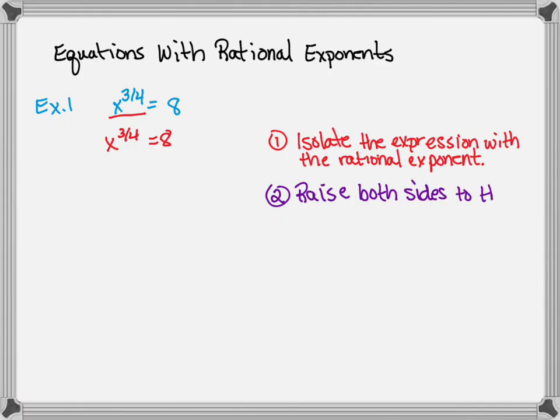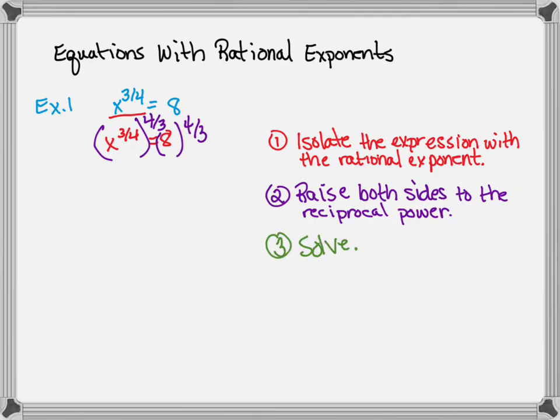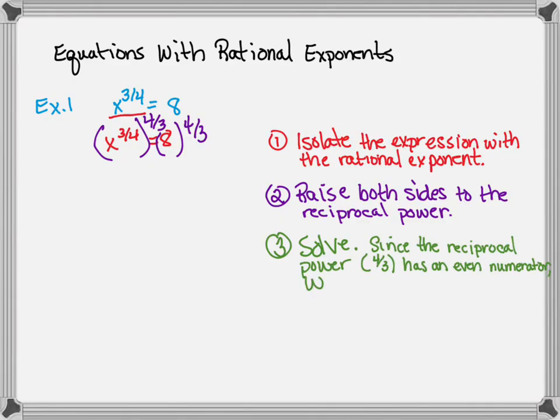Next, raise both sides of the equation to the reciprocal power. The reciprocal of 3/4 is 4/3, so I'll raise the left side to 4/3 and the right side to 4/3. Third step, solve. Since the reciprocal power, 4/3, has an even numerator, we may have an extraneous solution. But instead of just remembering that, I think it's always good to check our solutions.